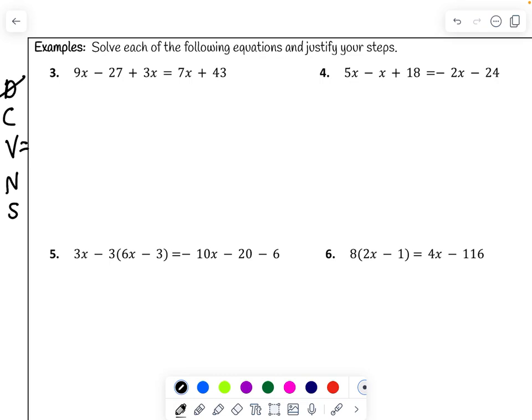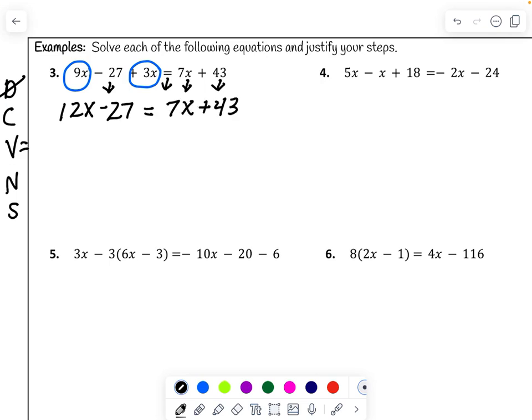Nope, there's no parentheses. Do I have combined like terms? Well, look on your left side and look on your right side. On my left side, I do have this 9x and this 3x. Right side, I don't have any like terms. So I'm going to add these together and get 12x, and I'm going to carry everything else down. What's left? Negative 27 equals 7x plus 43.